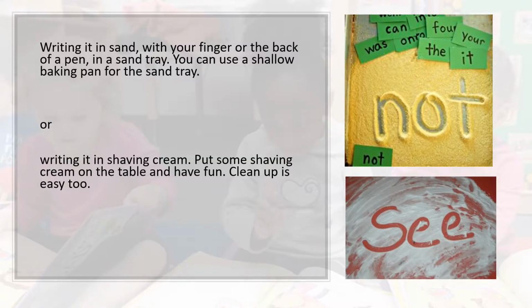writing it in sand with your finger or the back of a pen in a sand tray. You can use a shallow baking pan for the sand tray, or writing it in shaving cream. Put some shaving cream on the table and have fun. Cleanup is easy too. You can see the 2 pictures on the right. The top one, the word not is in sand, and then the bottom one, the word see is in shaving cream.